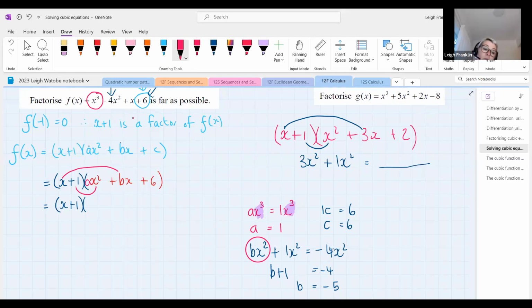a is not always going to be equal to 1. a could be equal to 2, but in this case, it's equal to 1. So 1 times 1x squared gives us this 1x squared over here. We then equate it to whatever we've been given in our equation, so whatever the coefficient of our x squared term is in our equation. In this case, it's -4x squared. That's where this -4x squared comes from. So it's first with middle, last with first, to get your b value.